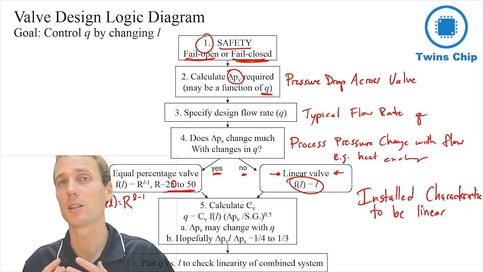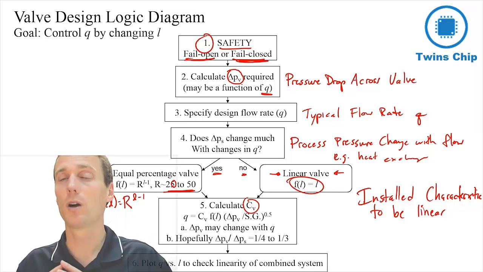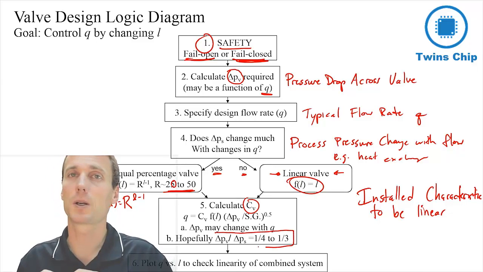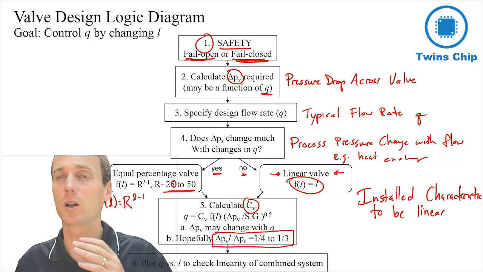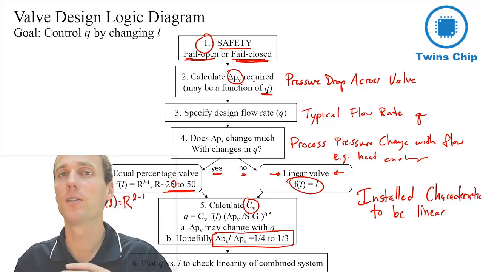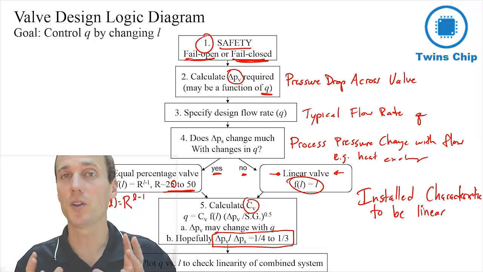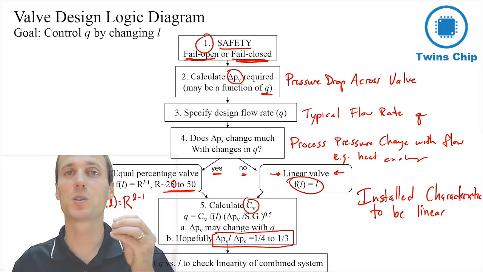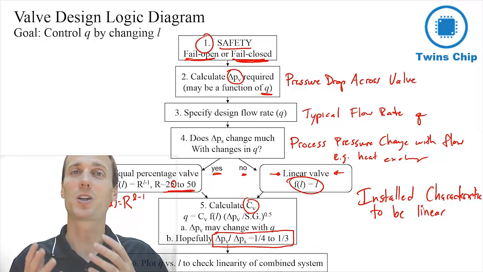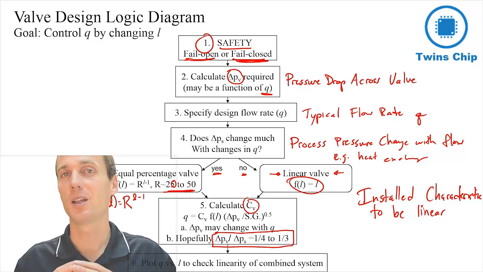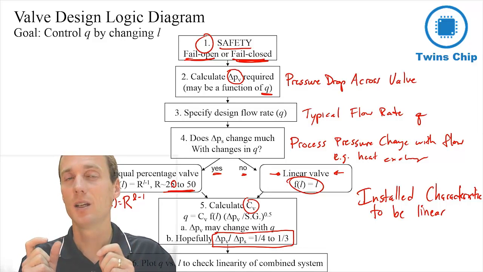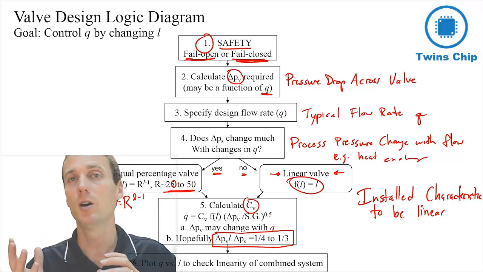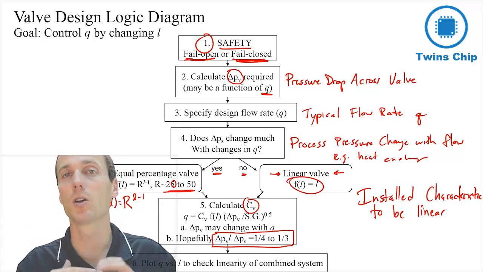Okay, so then as a final step, after we've chosen equal percentage or linear, then we want to go ahead and calculate the CV that we're going to need for our particular application. And typically we want the pressure drop across the valve to be a quarter to a third of the pressure drop across the system, the whole system. Okay, so we don't want it to be too much, because then we have to install larger pumps to compensate for all of this pressure drop across the valve, and also it helps us to maintain controllability of the flow. So we can either increase or decrease the flow as we open or close our valve.